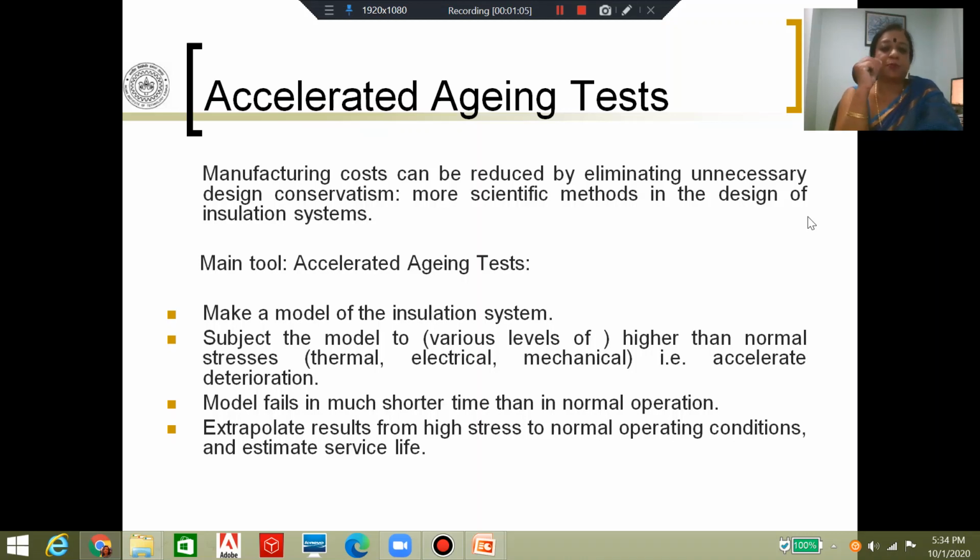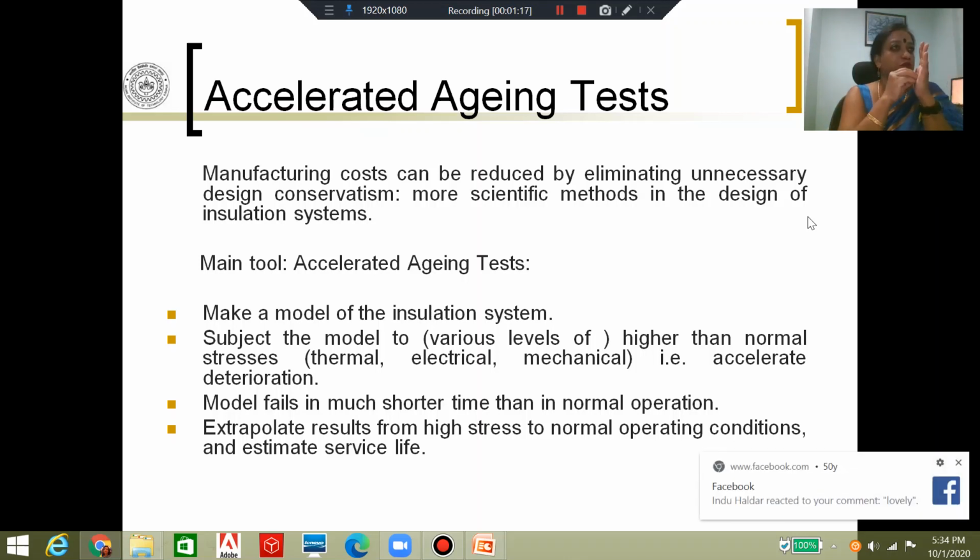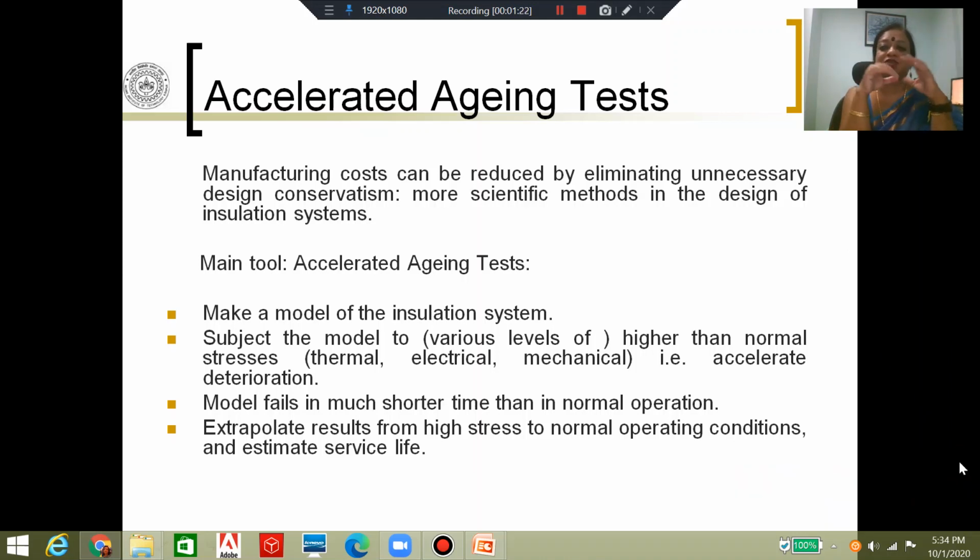Now, what is the principle behind the accelerated aging test? First thing is we need to make a model of the insulation system. And that doesn't mean that you make a two-scale model of whatever there is. You have to figure out what is it that you want to model, which process do you want to model, and that particular process has to be modeled on the basis of the insulation system. So make a model of the insulation system, subject the model to various levels of higher than normal stresses. These stresses could be electrical, there could also be non-electrical stresses, thermal, mechanical, etc.